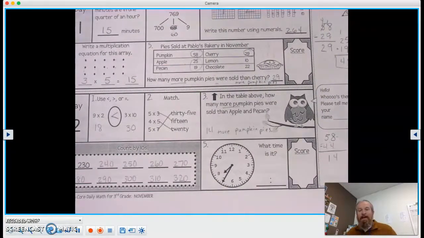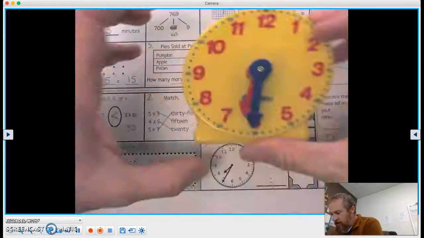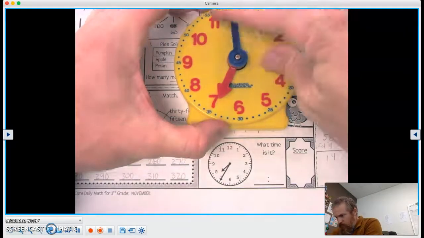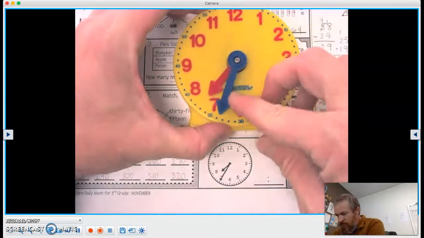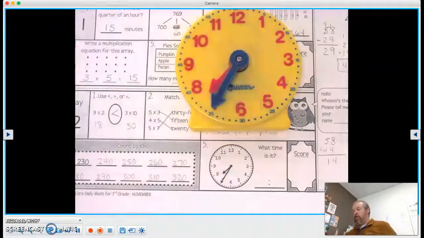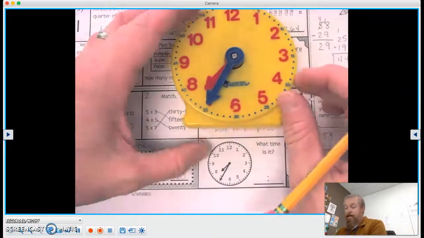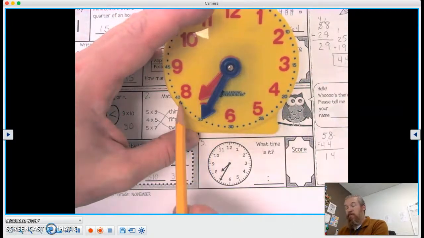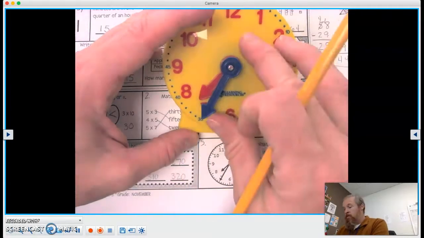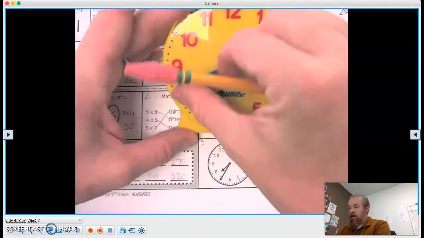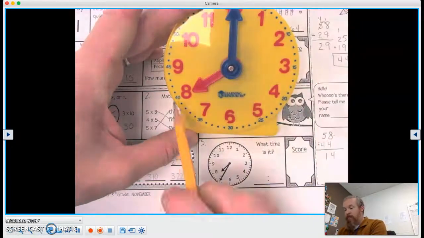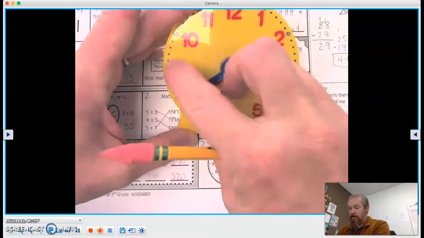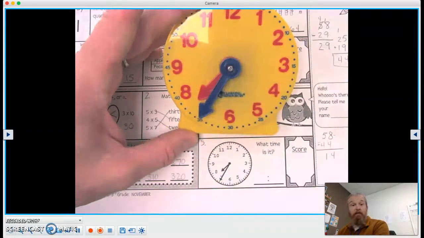All right. What time is it? Let's see here. Let's move that clock around. It's pointing at the 7 right there. All right. So I see that. What is the hour hand pointing to? Well, it's between the 7 and the 8. So that means it won't be 8 o'clock until it gets up here and points at the 8. So if it's not 8 o'clock, it has to be 7 o'clock, right? Because 7 comes before 8.